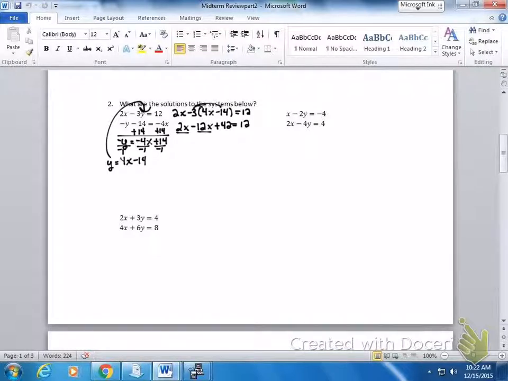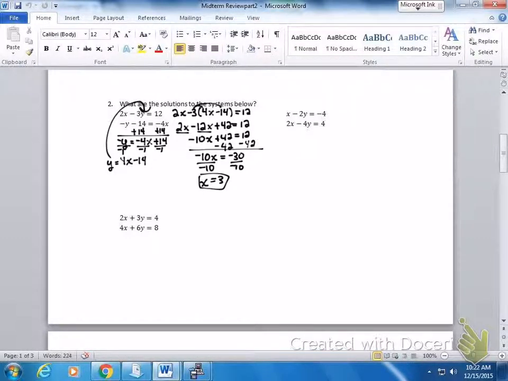I combine my like terms. 2x minus 12x is negative 10x, plus 42 equals 12. I need to solve for x, so I subtract 42 from both sides. I get negative 10x equals negative 30. And then I divide both sides by negative 10 to get x by itself. And I get x equals 3.